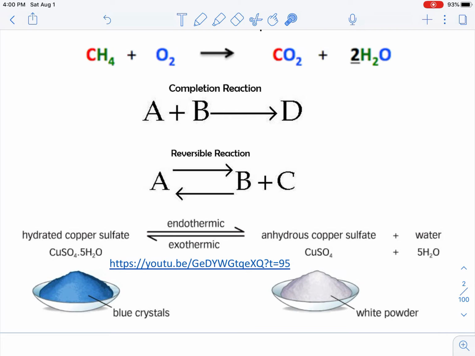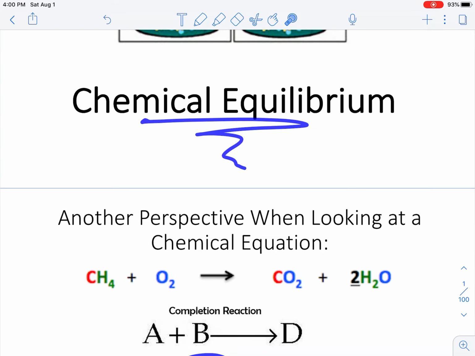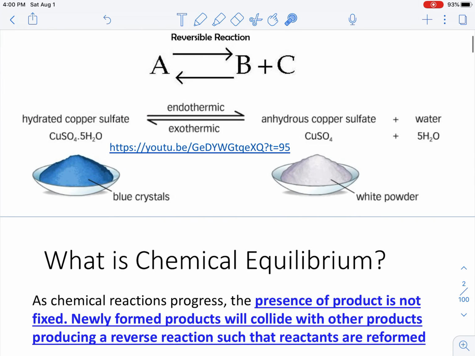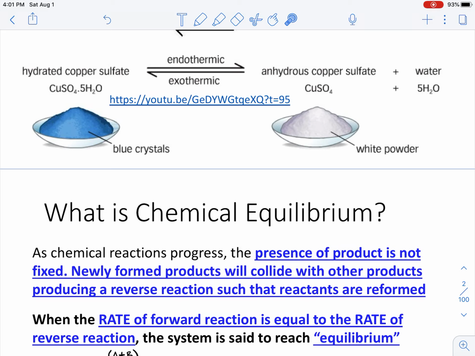And so what does this reversible reaction that we've been discussing have to do with the main topic of this chapter, which is chemical equilibrium? Well, it turns out that chemical equilibrium is, one can say, a state where for a chemical reaction to achieve equilibrium, the rate of the forward reaction must be equal to the rate of the reverse reaction.